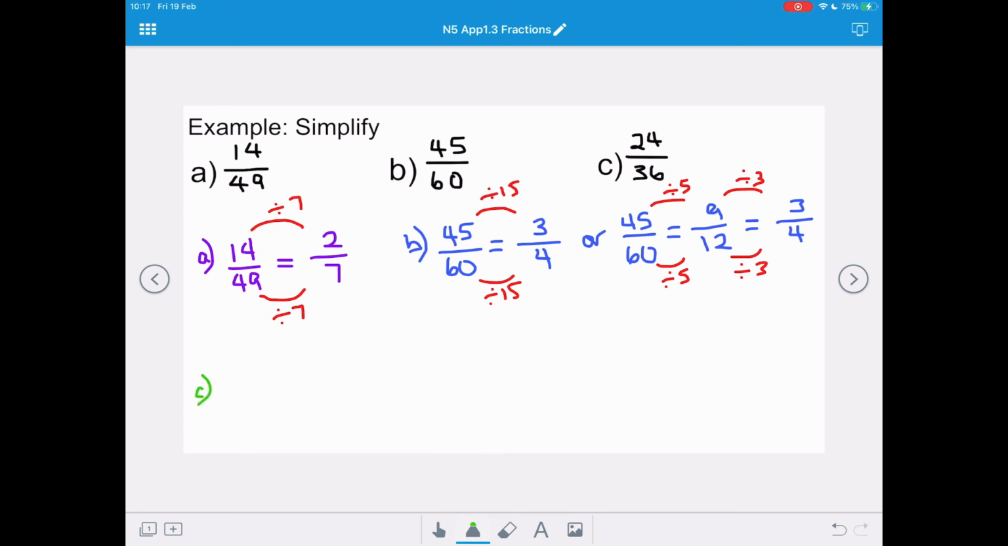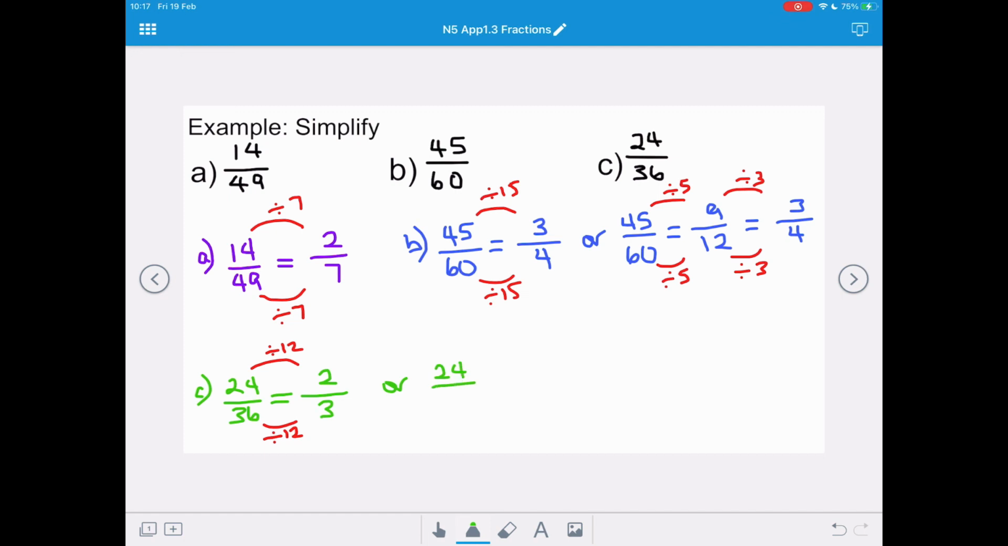Now, for C, we're going to do 24 over 36. Now, the highest common factor of 24 and 36 happens to be 12, so we're going to divide the numerator by 12, and we're going to divide the denominator by 12. And there are 2 12s in 24, so that is our simplified numerator, and there's 3 12s in 36.